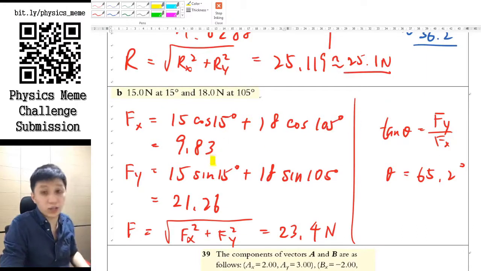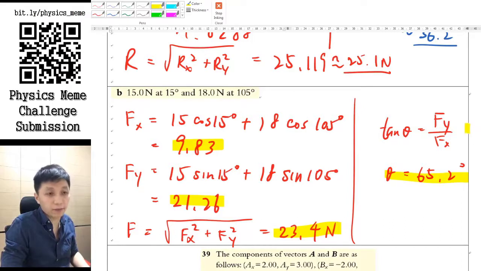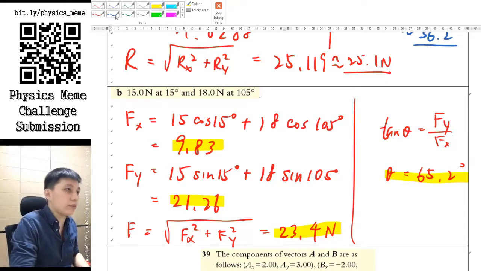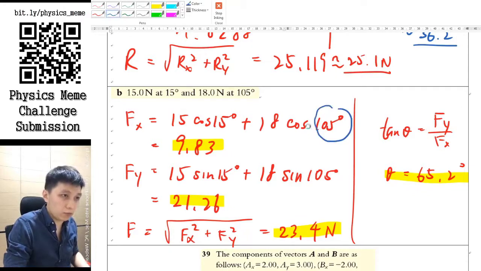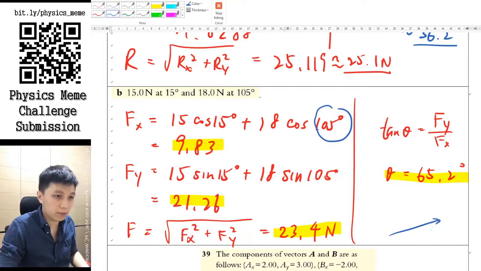For part B, you can check yours. Fx is this one, Fy is this one, the resultant magnitude is 23.4, and the angle is 65.2. So the steps are all the same. One thing you may be wondering is what about 105 degrees? Because when you try to draw the diagram, it's somewhat like this, right? For the 18, that one.